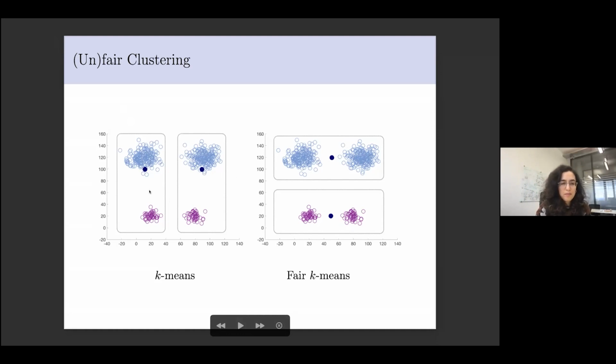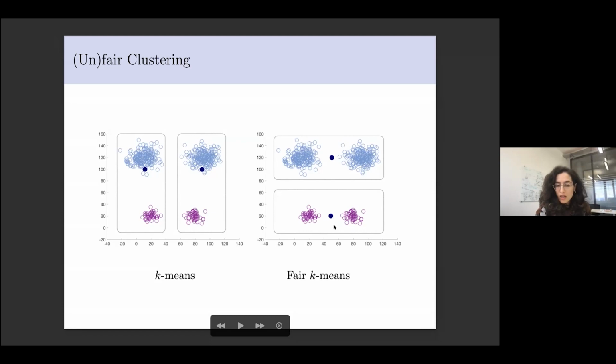On the other hand, for a data point in the purple population, the access cost to the closest center, or the square of the distance to the closest center, is pretty high. So this solution in terms of access cost is not very good for them.